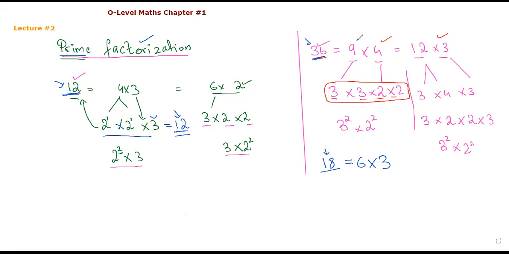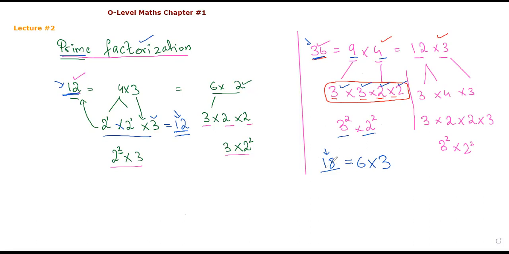So I know that 9 into 4 is 36, right? So I can write it down this way: 3 into 3 into 2 into 2, right, Sunny? And then 3 into 3 is 3 square, 2 into 2 is 2 square. Is this thing clear? Yes, it's clear. All right. Okay. So let's do an example together.